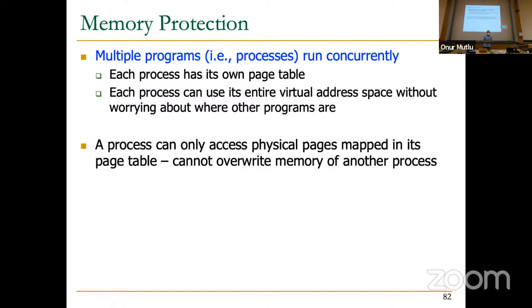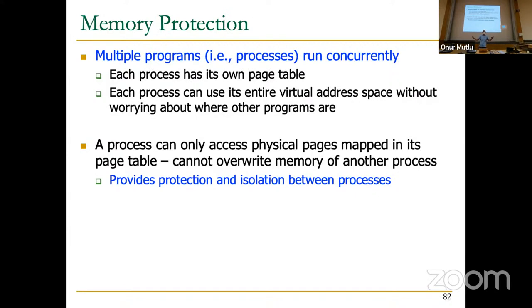So a process can only access physical pages mapped to its own page table. It cannot overwrite the memory of another process, basically. That's the idea, unless they're explicitly sharing some physical memory. And this fact provides protection and isolation between processes. The page tables are separate across processes, unless they're sharing data explicitly, which means that somebody manages the mapping such that two different virtual addresses from two different processes map to the same physical page, and that is usually done through operating system control today. Their address spaces are completely separate.